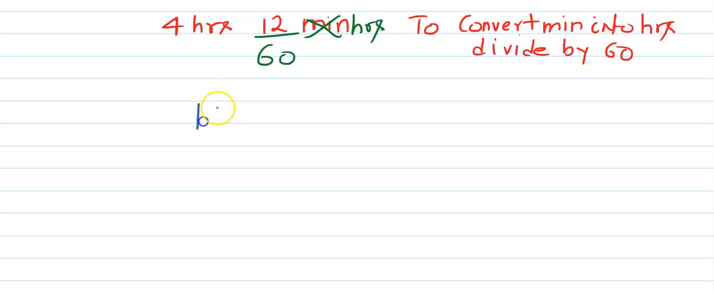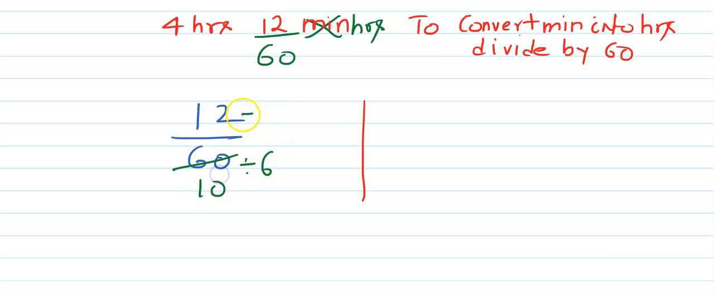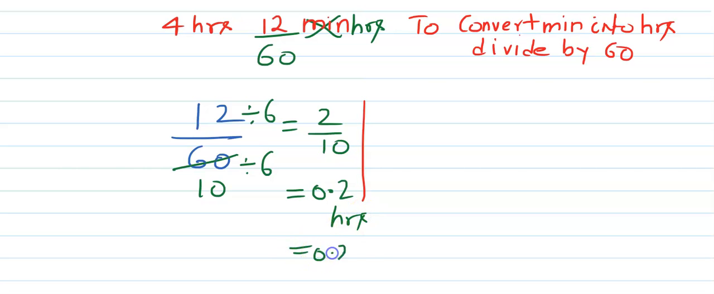Let's write down here 12 over 60. The first method is you can make the denominator 10. How can we make it 10? If you divide 60 by 6, you will get 10, and divide 12 by 6, you get 2. So you got 2 over 10, that is 0.2 hours.